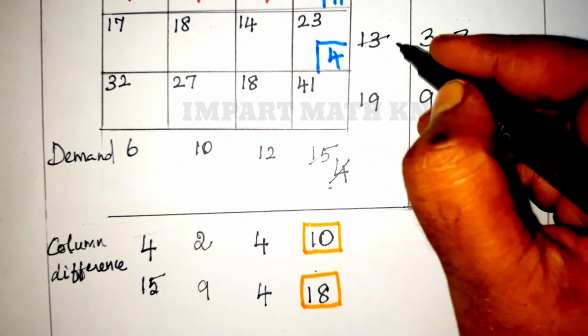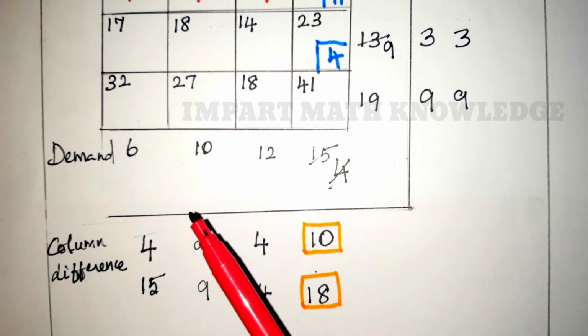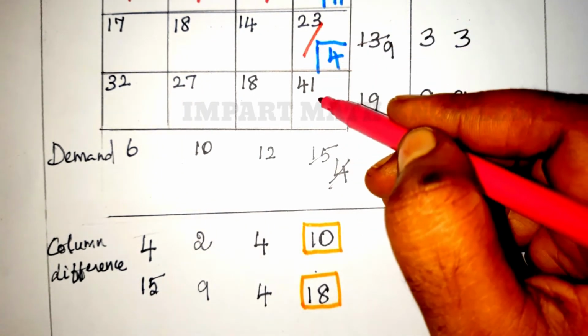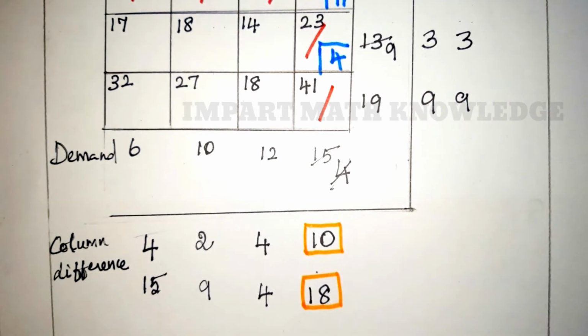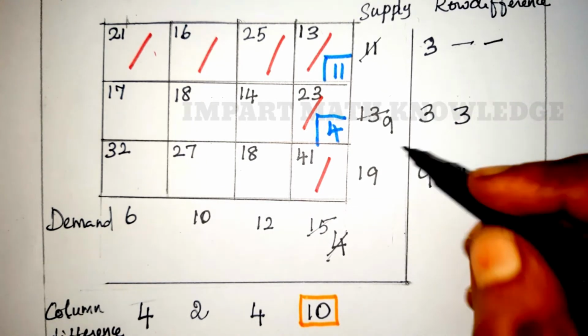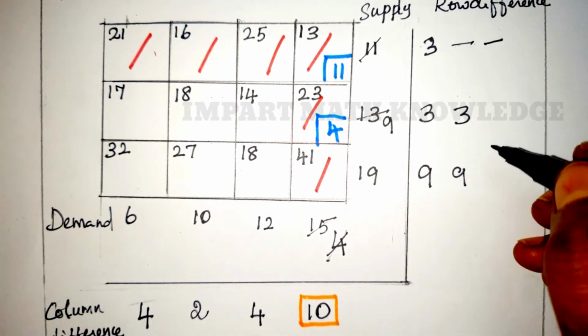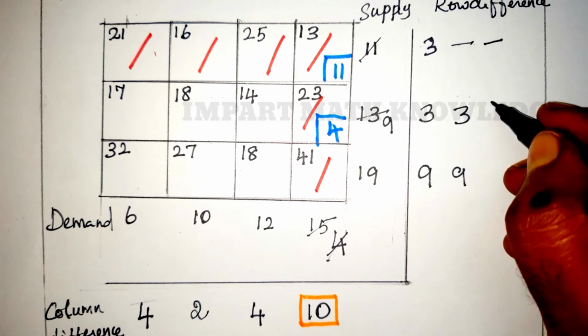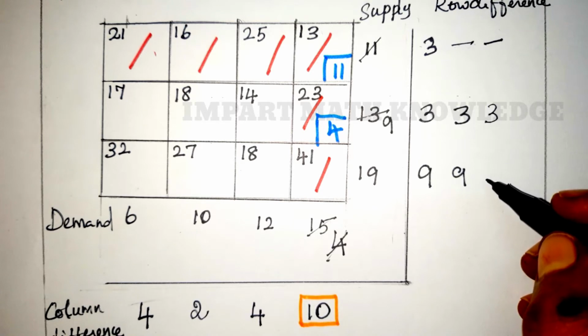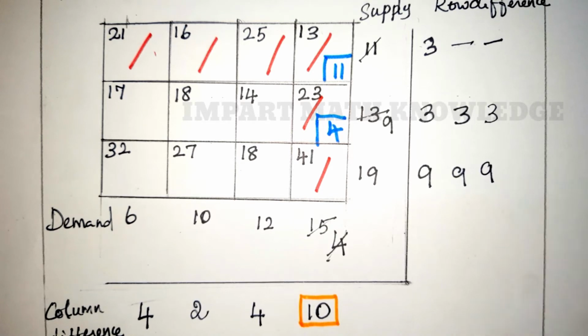And here the remainder is 9. Here, demand is satisfied, so you have to strike out the column. In the remaining, you take the difference again. Row difference is dash. The second row, the difference is 14 and 17, the difference is 3. Third row, the difference is 18 and 27, so the difference is 9.